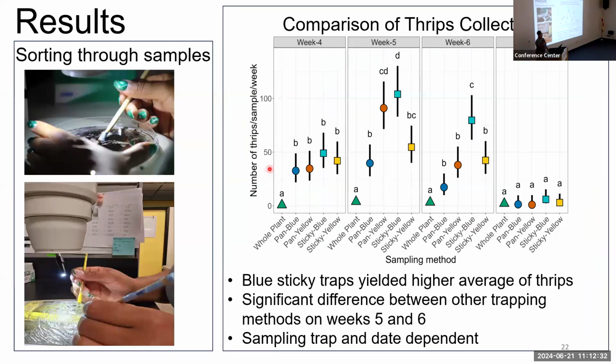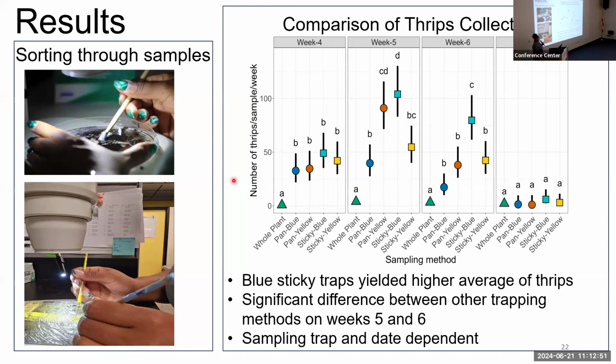After the samples were collected, they were brought back to the lab where they were further processed. So we processed them and separated the debris and the bycatch from the thrips, and then we counted the thrips on the sticky traps.